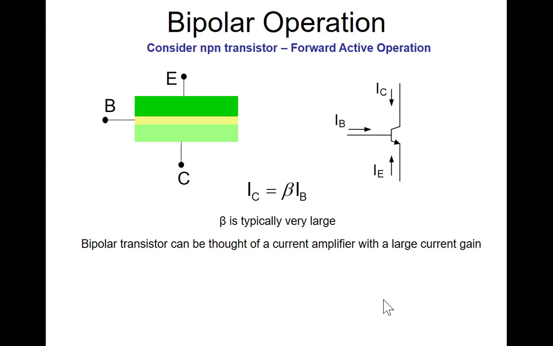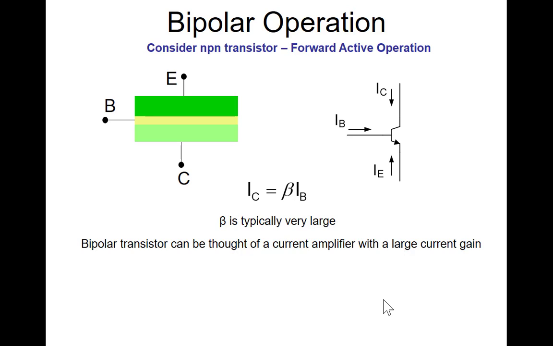So we can think of a bipolar transistor, if the input is the base current and the output is the collector current, as a current amplifier. It amplifies the base current by beta. And if beta is large, this current amplifier has a large gain.